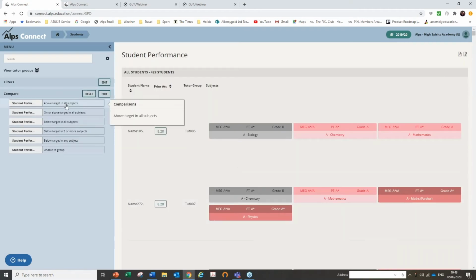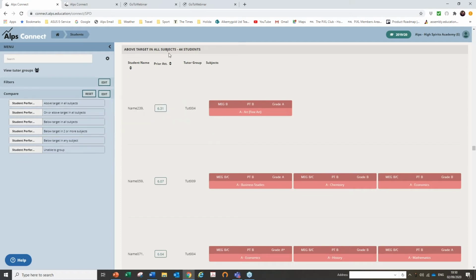And it brings up all of these categories like above target in all subjects, on or above in all, below in 2, below in any. And if we just have a quick flip through, we can see that 44 students were above in all.